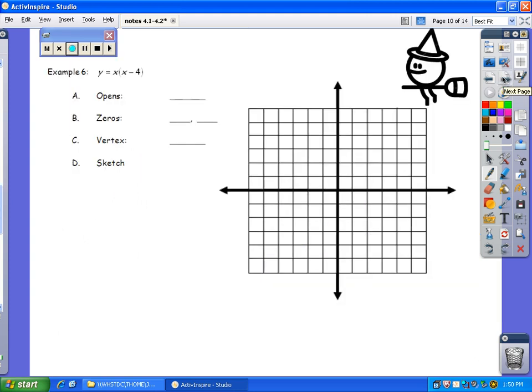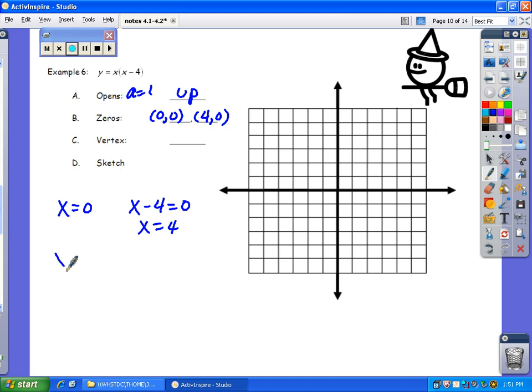Okay, let's do another one. So here, alright, A is 1, so this thing opens up. My zeros: x equals 0, so one of my zeros is (0, 0), and then x minus 4 equals 0, so x equals 4. So (4, 0) is another point on my graph. Alright, vertex, p plus q divided by 2. In this case, p is 0, and q is 4. So 0 plus 4 divided by 2, so that's 2.